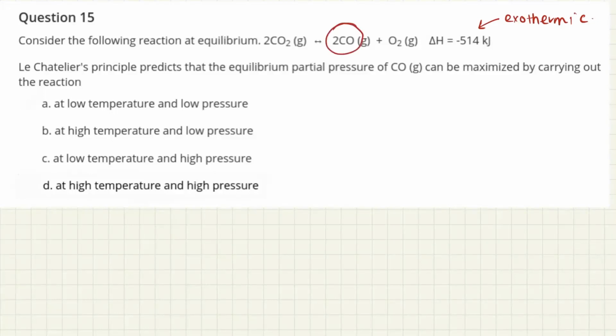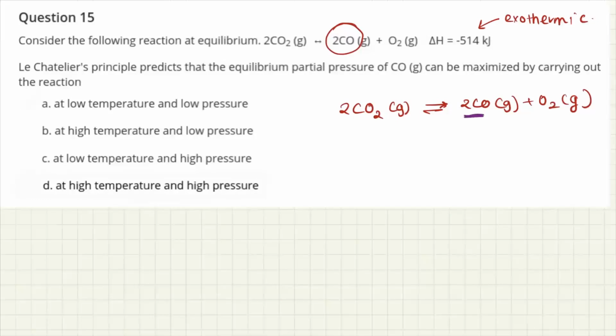Okay, let's write the equation again. 2CO gas plus O2 gas. Okay, so what we are trying to do is we want to maximize the carbon monoxide here, right? So to maximize the carbon monoxide, that means our reaction should be going to the right.